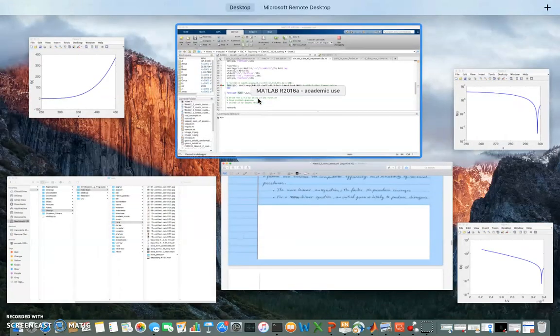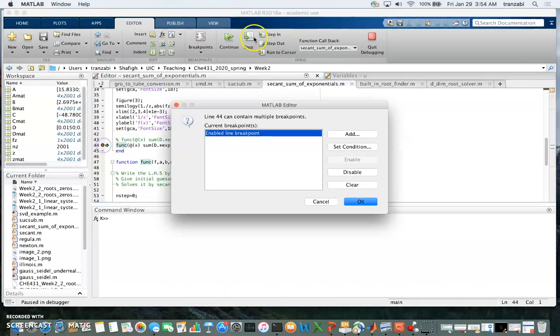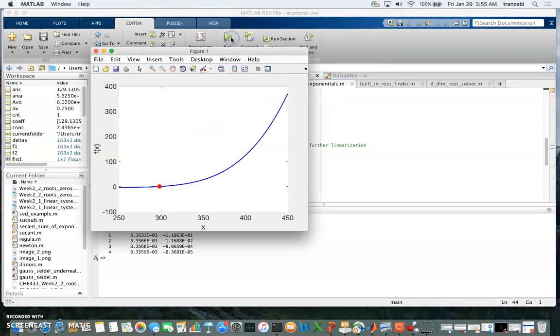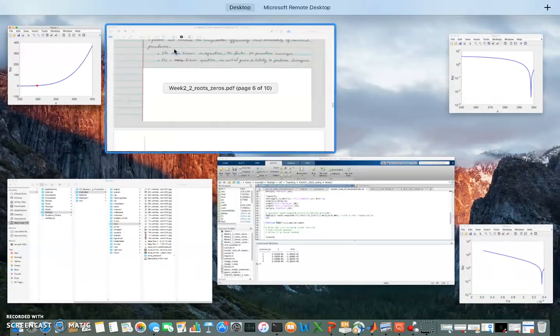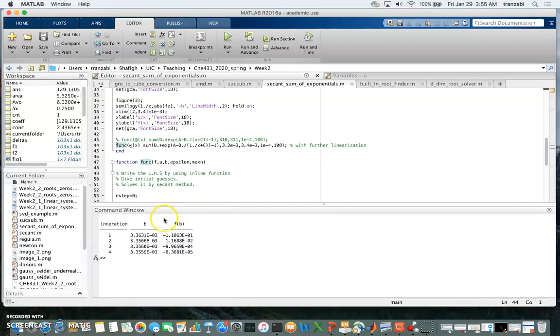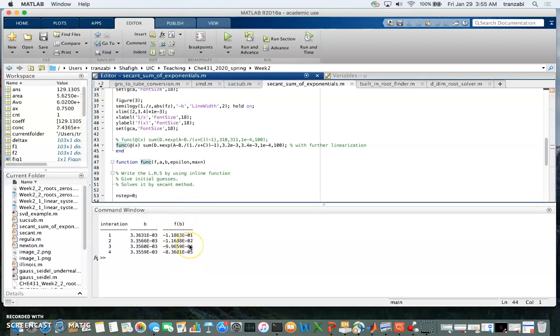Let's run this code completely all the way to the end. I'm going to clear this breakpoint and continue. There you go. This is the first root that I found. And how many iterations? Look at the table: just 4 iterations. We find the root of an exponential with 3 or 4 terms in the summation, which was rather nonlinear. By linearizing it, it converges really fast.